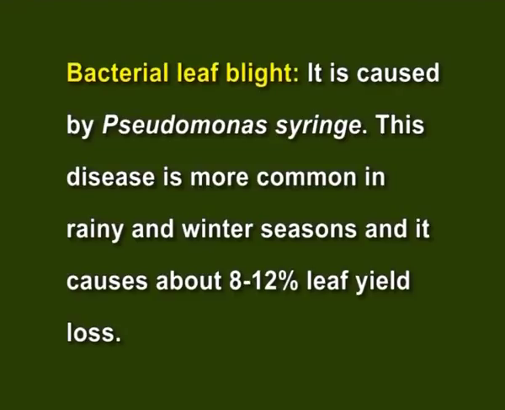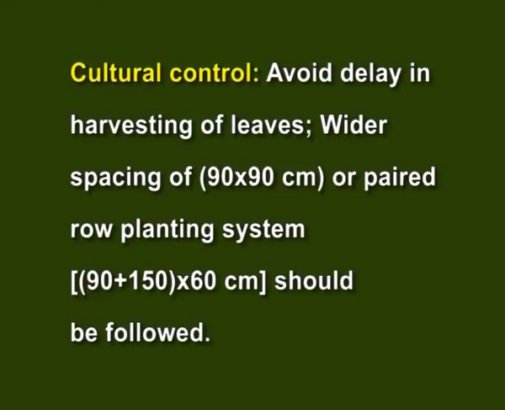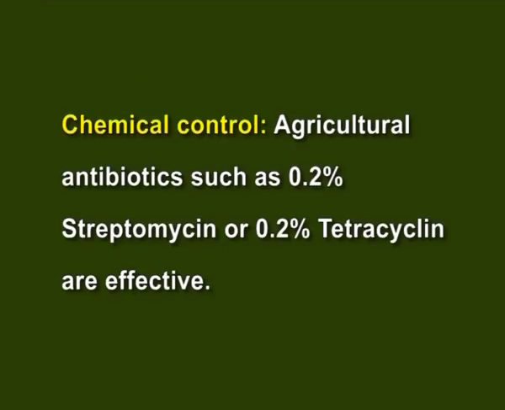Bacterial leaf blight. It is caused by Pseudomonas syringae. This disease is more common in rainy and winter seasons, and it causes about 8 to 12% leaf yield loss. The symptoms of this disease are numerous water-soaked spots which deteriorate nutritive value. Management. Cultural control. Avoid delay in harvesting of leaves. Wider spacing of 90 by 90 cm or paired row planting system of 90 plus 150 into 60 cm should be followed. Chemical control. Agricultural antibiotics such as 0.2% streptomycin or 0.2% tetracycline are effective.